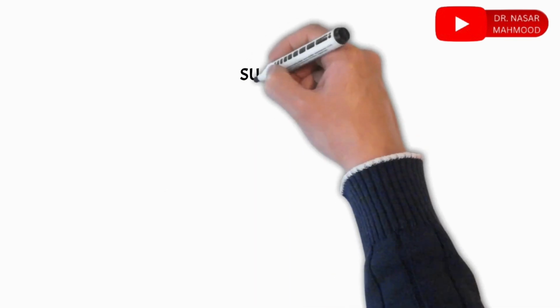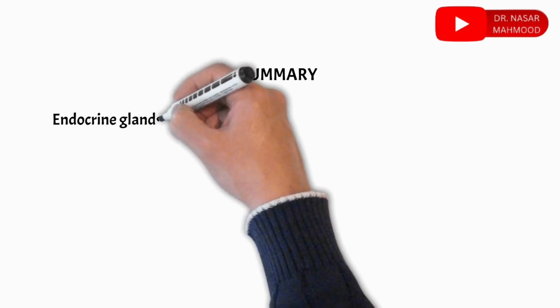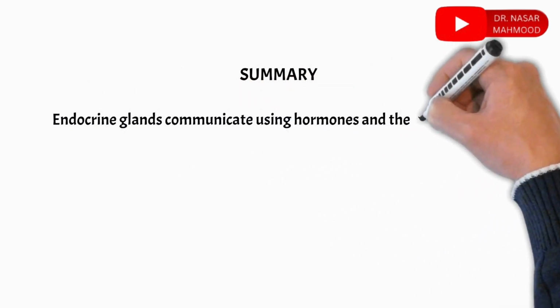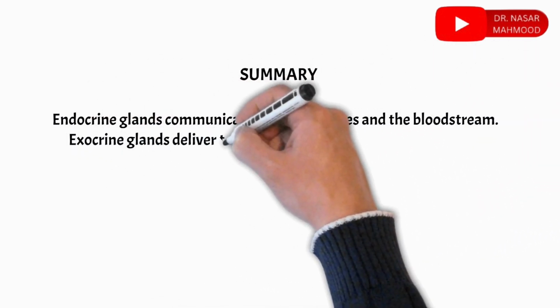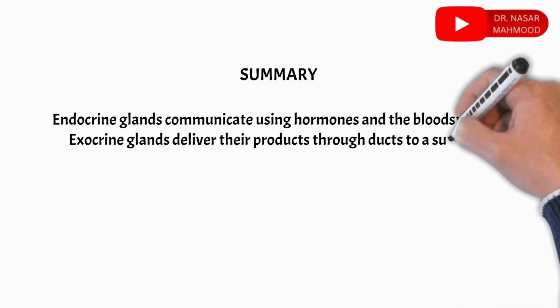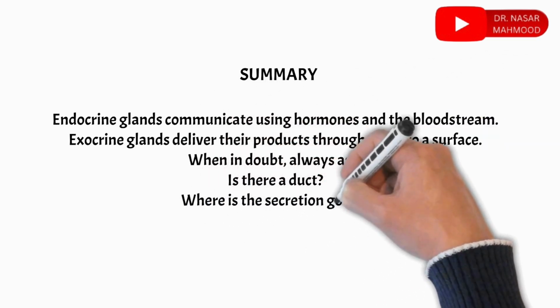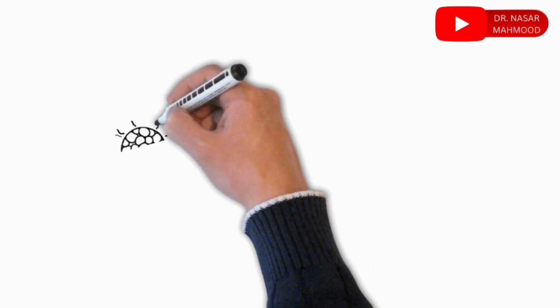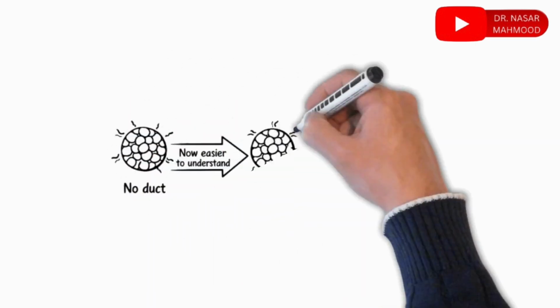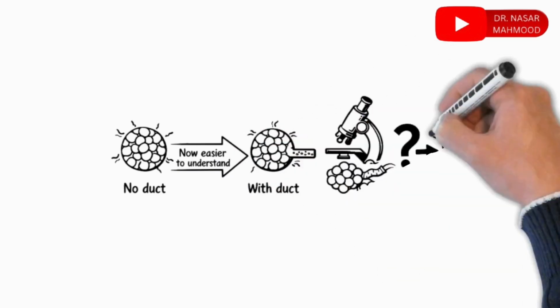So in summary, endocrine glands communicate using hormones and the bloodstream. Exocrine glands deliver their product through ducts to a surface. When in doubt, always ask, is there a duct and where is the secretion going? Once this distinction is clear, histology slides and gland-related questions become much easier.